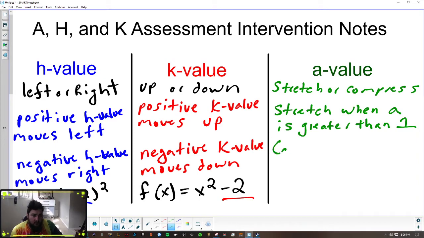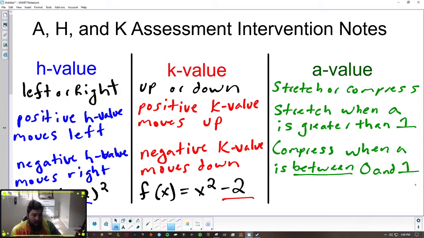Our graph will compress when A is between, keyword, between 0 and 1. So our graph is going to compress. It's going to shorten. It's like a book is pushing down on it when it's a number between 0 and 1. So for example, 1/2, 4/5, 0.75, 0.3, any number between 0 and 1, but not 0 or 1, is going to compress the graph.